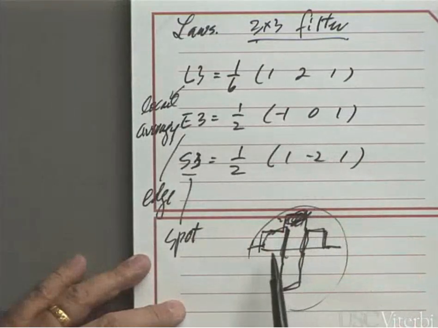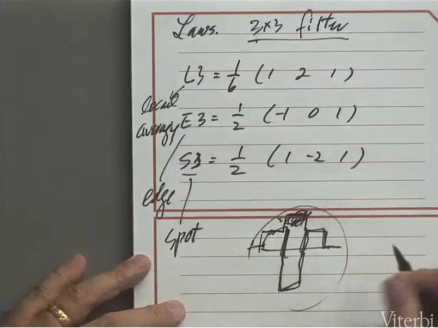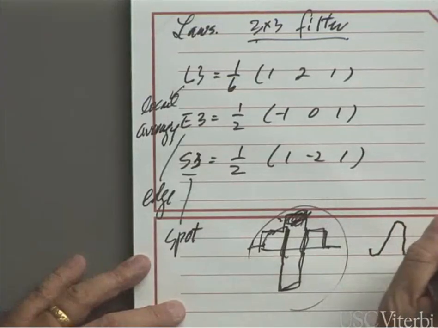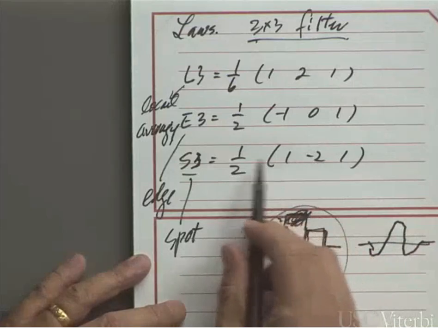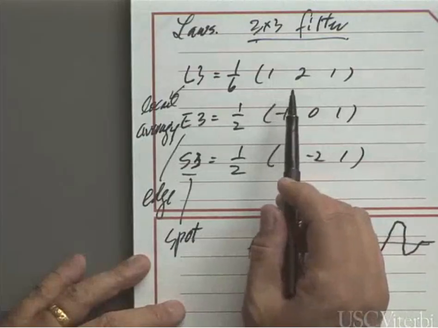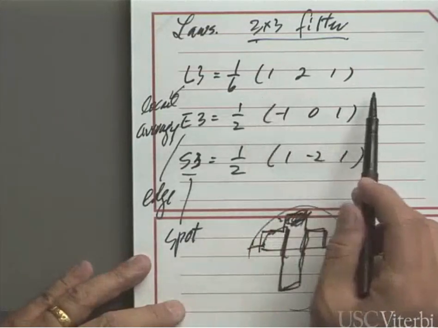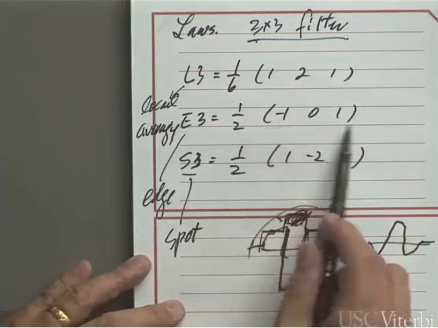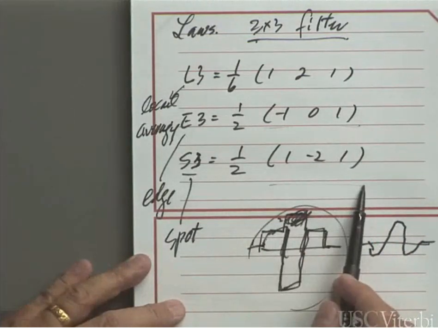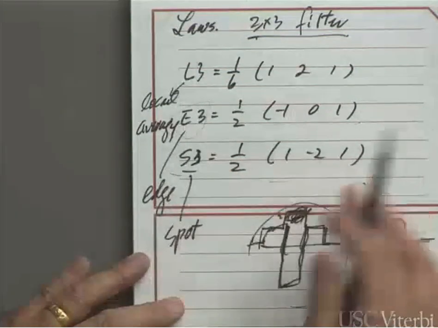This is a spot. You can view this like a Laplacian, a reverse Laplacian. If you change the sign, then it's like a Laplacian. In some sense you can say this is like a zeroth-order smoothing, this is like a first-order derivative, and this is like a second-order derivative. These are one-dimensional filters.